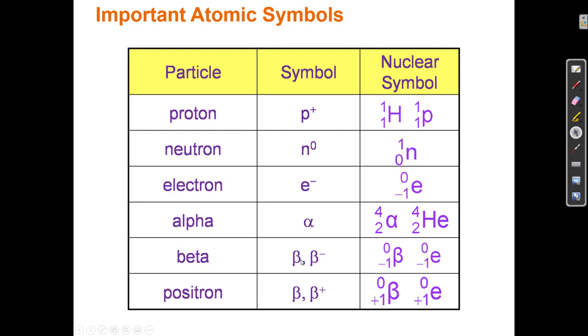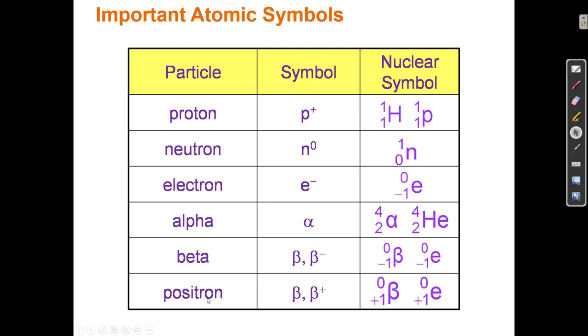Beta particles are like electrons that are ejected, and they have high kinetic energy. They're moving very quickly after they're ejected from the nucleus. And beta particles are represented with this symbol, this lowercase beta. It's kind of like a B, or beta minus. And here are their nuclear symbols. Remember, since a beta particle is essentially an electron that's moving really fast, it has the same symbol as an electron. We can even symbolize a beta particle as being an electron. It's just an electron that has a high kinetic energy, whereas an electron that's orbiting a nucleus does not have a high kinetic energy. It's not moving quickly.